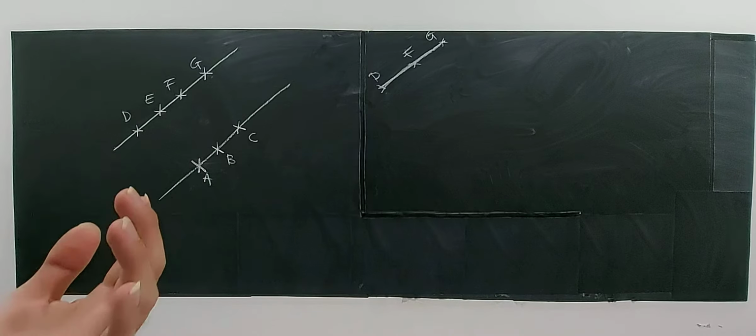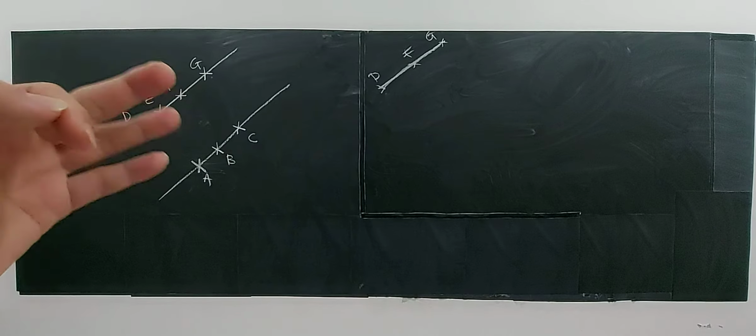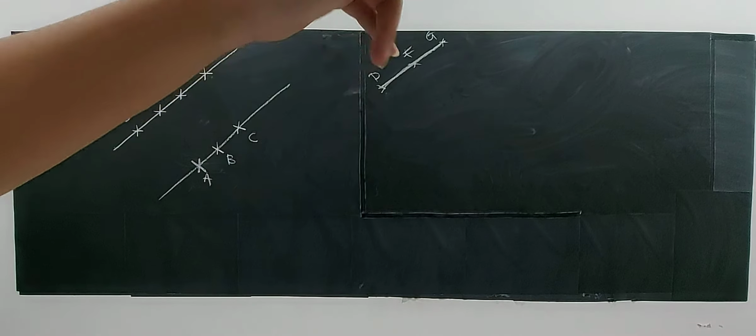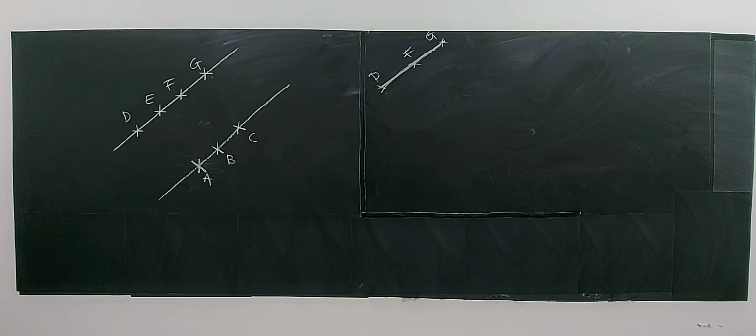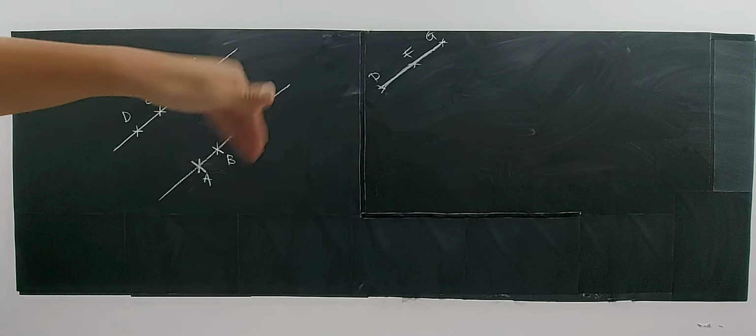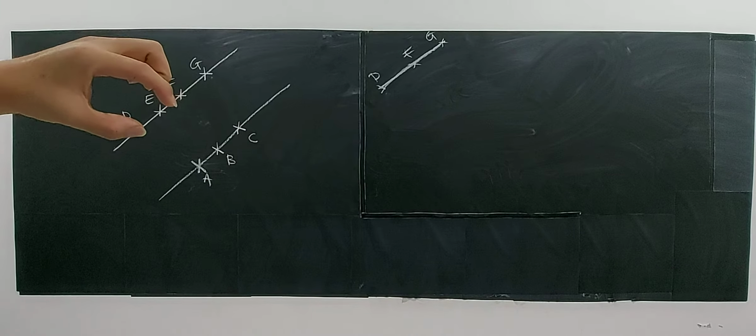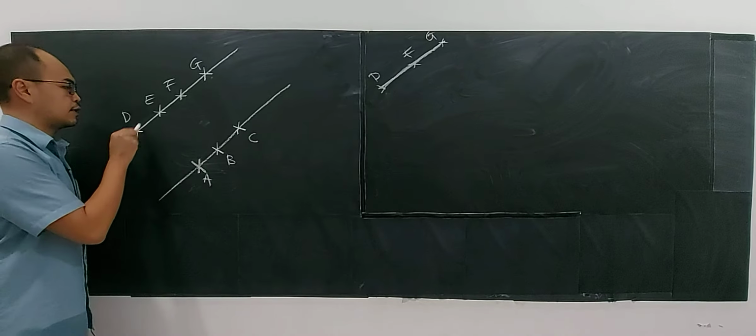So the meaning here is, if you want to draw a triangle, you must have 3 vertices, but these 3 points cannot be collinear. The 3 together cannot be collinear. So I cannot choose 3 points from this line, and also cannot choose 3 points from this line, but I can choose 2 points from here and 1 point from here. So it can be D, E, and A.